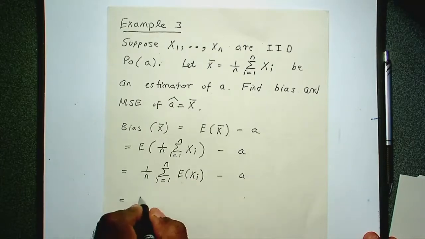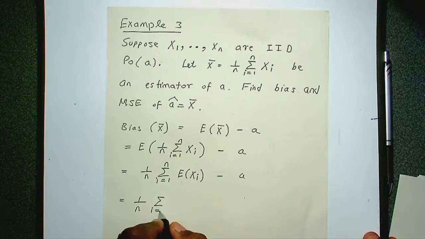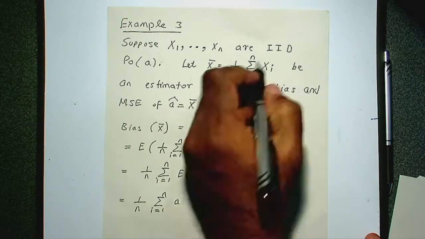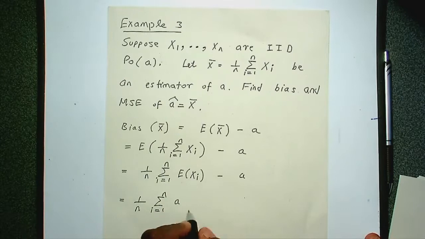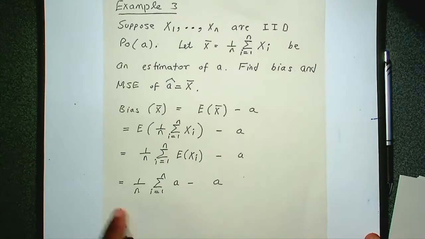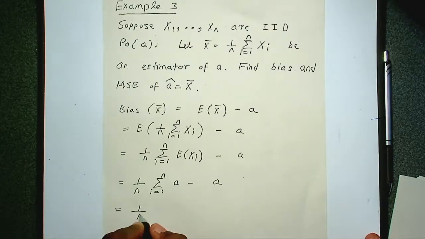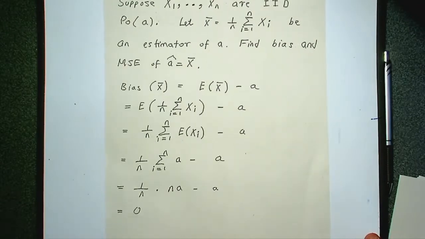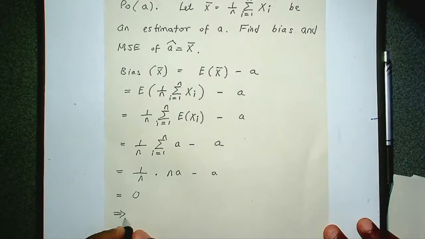Now take the expectation inside, you get this. Now you should know from probability 1 what's the expectation of a Poisson variable. Come on, guys, talk to me. The expectation of a Poisson is A, right? Because this, you know that, right? So this is clearly 0.